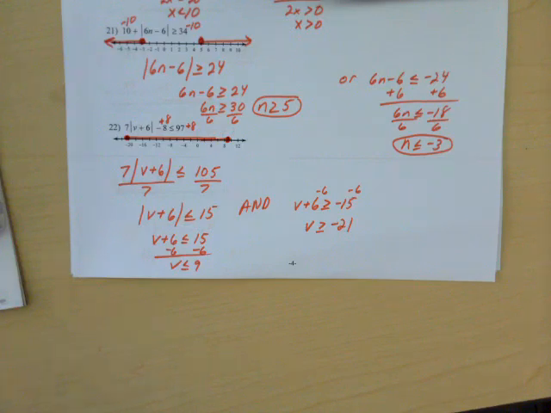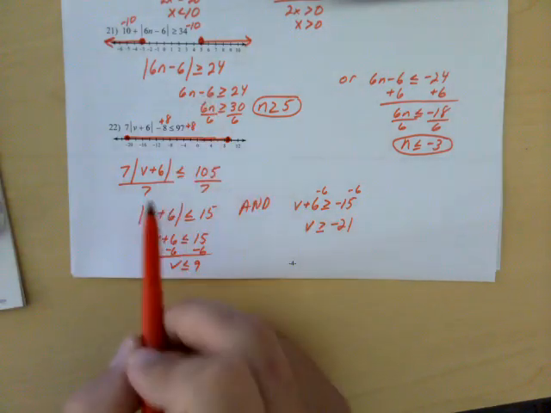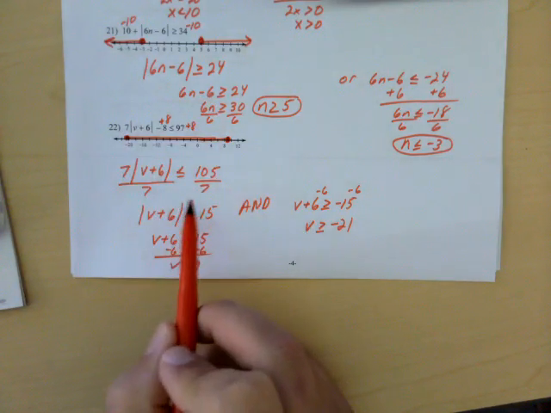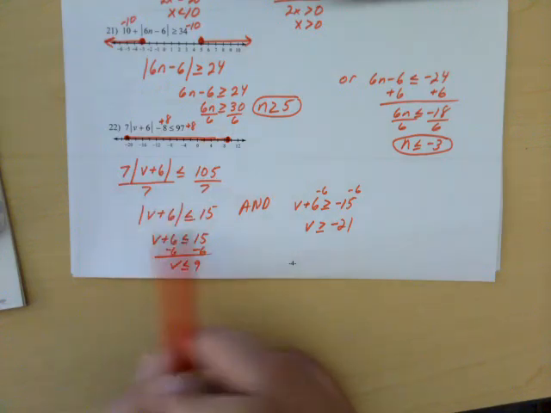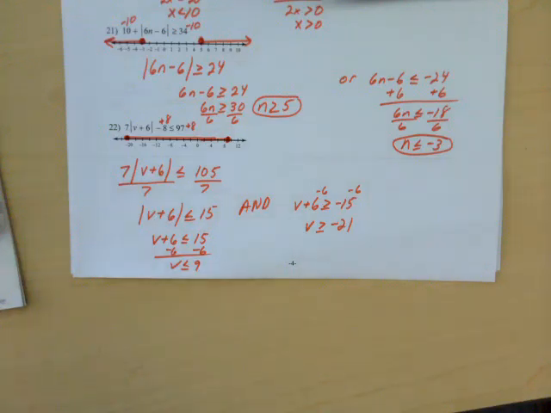Okay, so anything greater or equal to negative 21, but less than or equal to 9 are my solutions to that inequality. But the key to this problem is undo the outside number, so then you set it up from here. Okay, so absolute value needs to be all by itself, and then you'll see if it's a less than or a greater than problem.